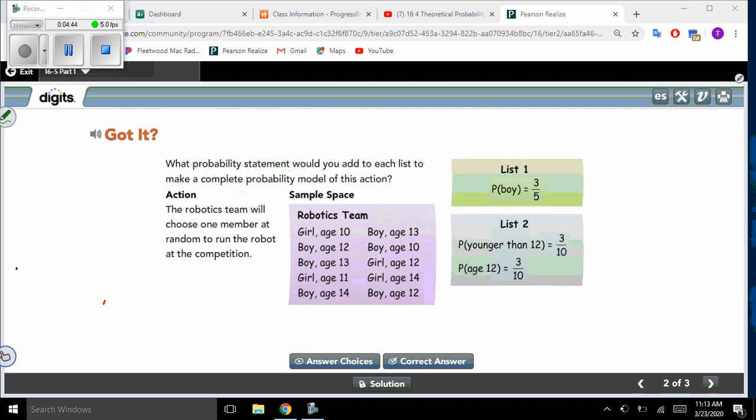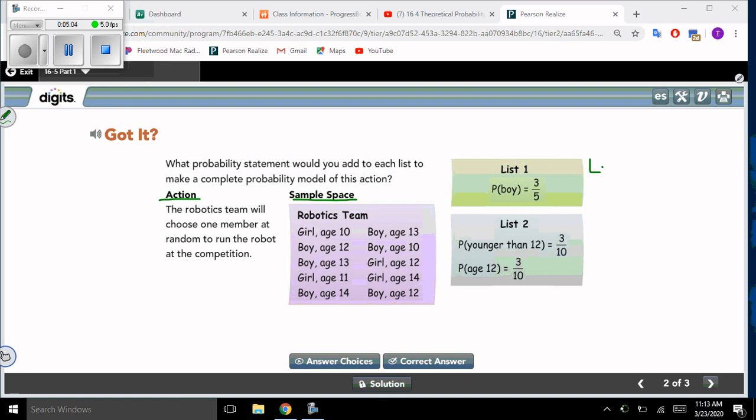And in this particular situation, we have a robotics team. In the robotics team, you're going to choose one member at random to run the robot competition. That's your action. They show you a list of all the sample spaces right here with the team, and then over here, list 1, list 2. They want to know what you would add to this in order to make it work.